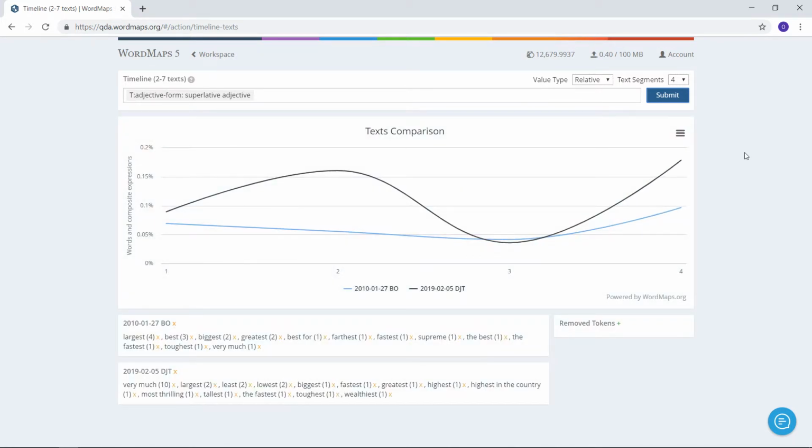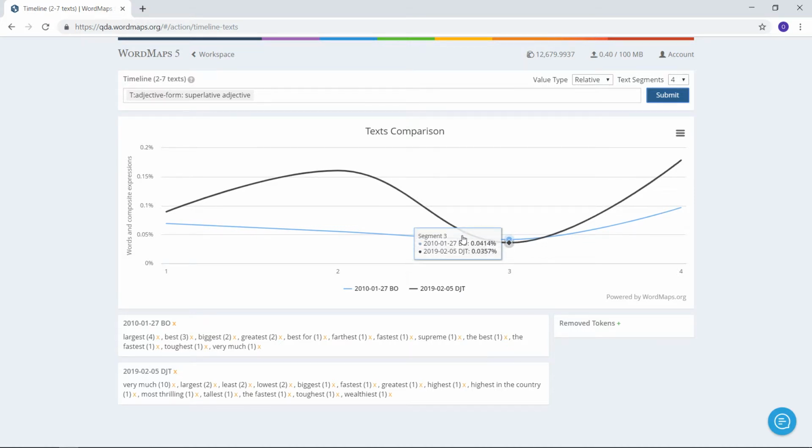And indeed, here we have a much clearer pattern. We see that they start more or less at the same level, and towards the third part here they are more or less at the same level. But in the middle, or the second part here, and towards the end, Mr. Trump has substantially more adjectives of the superlative form that he uses for his particular kind of rhetorics.